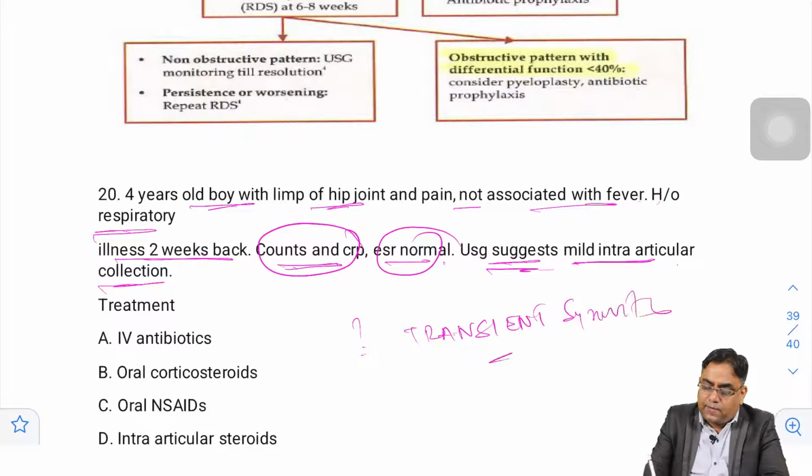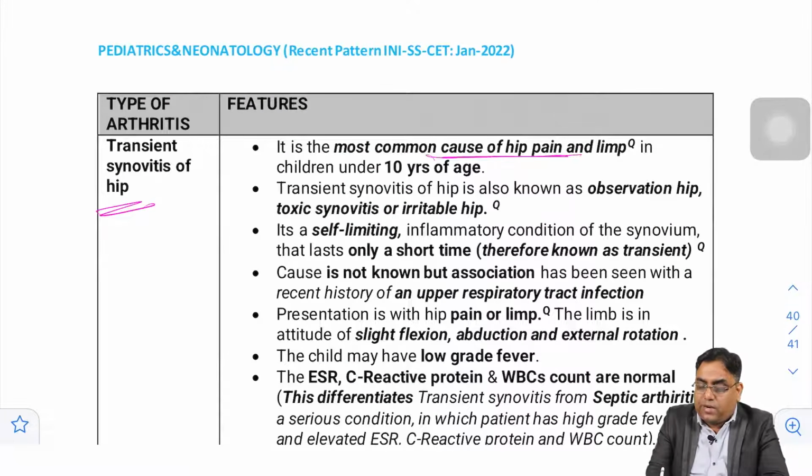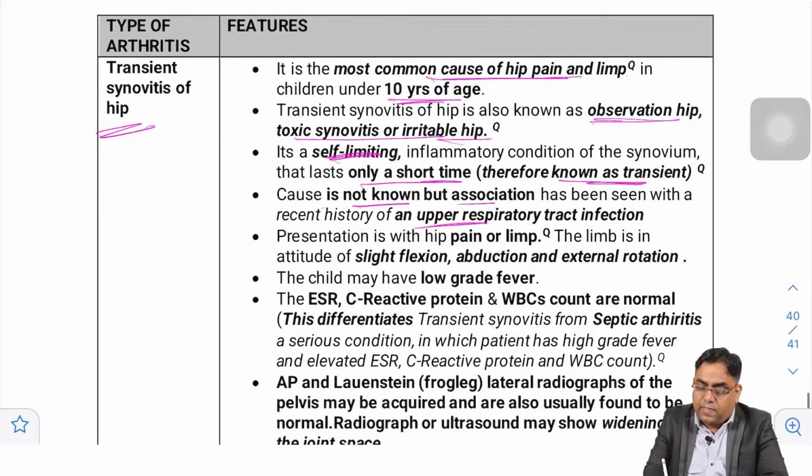Okay. So, transient synovitis of the hip is the most common cause of hip pain and limp in children under 10 years of age. Transient synovitis of the hip is also known as observation hip, toxic synovitis or irritable hip. It is self-limiting, only for a short time, therefore known as transient. Cause is not known, but it is associated with upper respiratory tract infection, and in this case there is an upper respiratory tract infection. The child may have low grade fever; ESR, CRP and WBC count are normal. Okay. So, this differentiates transient synovitis from septic arthritis, where ESR and CRP are increased and WBC is also increased.